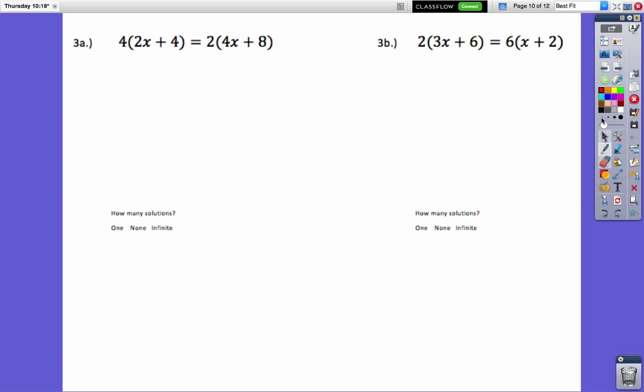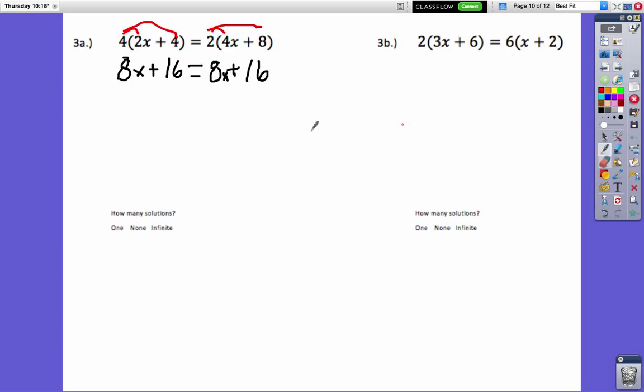For number 3, we're going to solve this equation for x. So we're first going to distribute. When we distribute, we're going to distribute to both sides. So for the left side, 4 times 2x would be 8x, and then 4 times 4 is plus 16. That's going to be equal to, on the other side we have 2 times 4x, which is 8x, and then 2 times 8, plus 16 as well. Right here you can already notice that these two sides are equal. 8x plus 16 is equal to 8x plus 16.